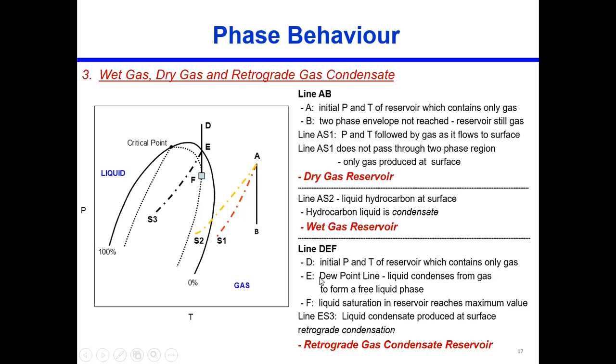Then we have the third one, retrograde condensate reservoir. In this kind of reservoir, the reservoir is actually changing its phase. First it's a gas, then it becomes liquid, then it becomes gas. So that's why we call it a retrograde gas condenser.